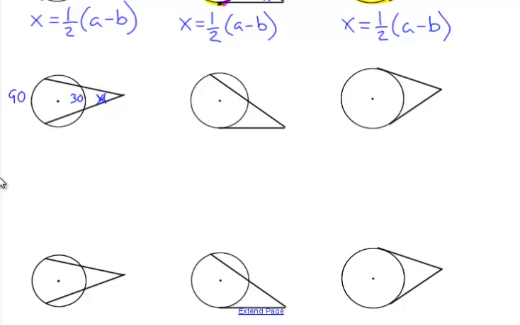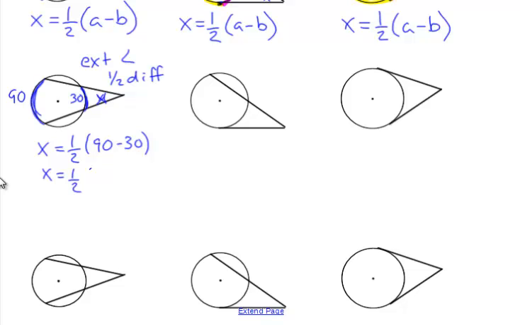So here's my thinking, okay? Exterior angle, half the difference. I just want to reiterate that. So the angle is X equals, now what are my two arcs? Well, here's one of the arcs, and here's the other arc. So we get 1/2, larger minus smaller. So X is 1/2, 90 minus 30 is 60, and half of 60 is 30 degrees. So that's when you have the two secants.